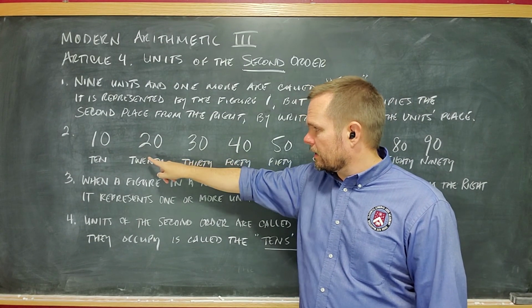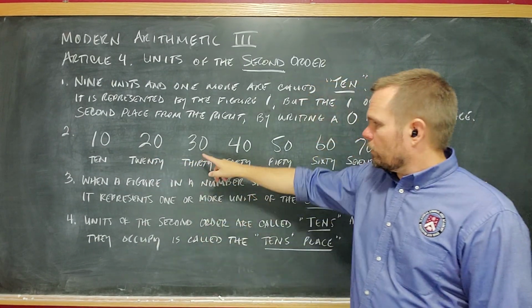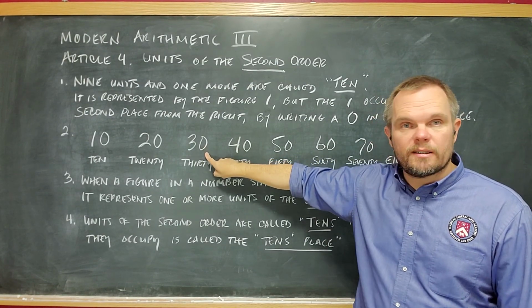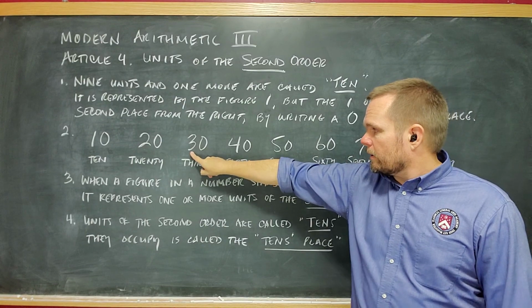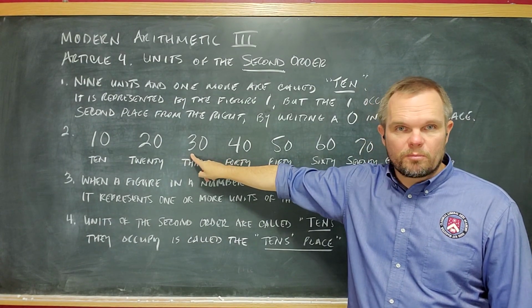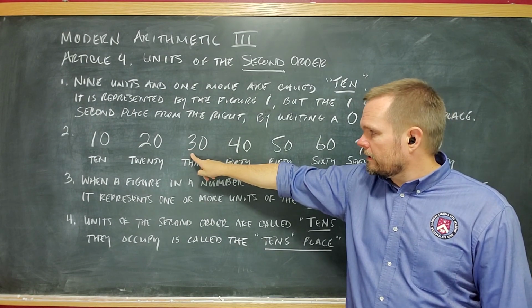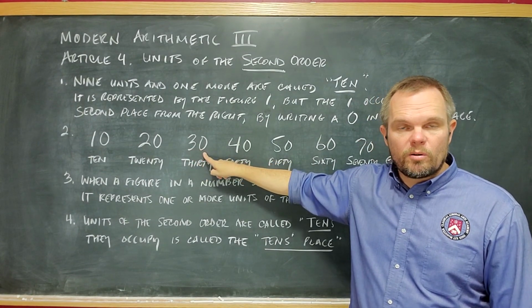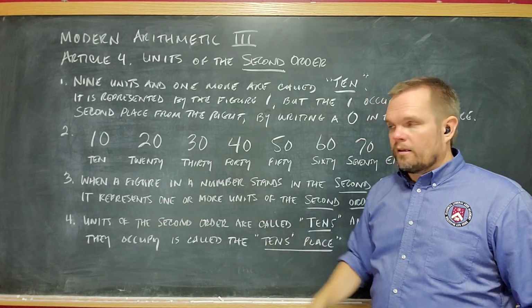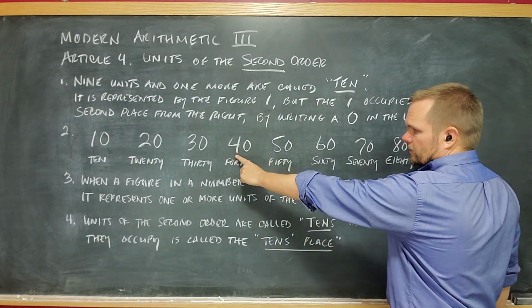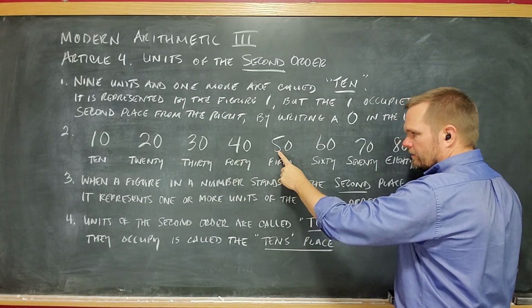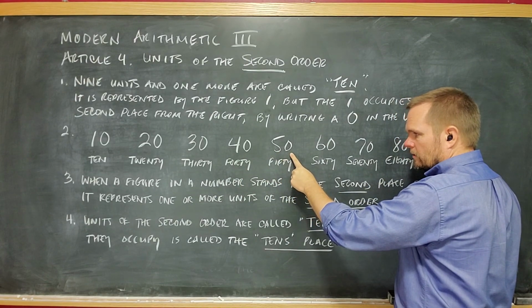2 tens makes 20. Here we have 0 units, 0 in the units place. The units place is empty. And we have 3 in the tens place, 3 in the second place. So there are 3 tens and 0 units. 3 tens makes 30. Next we have 4 tens. 4 tens is 40. 5 tens, 0 units, makes 50.